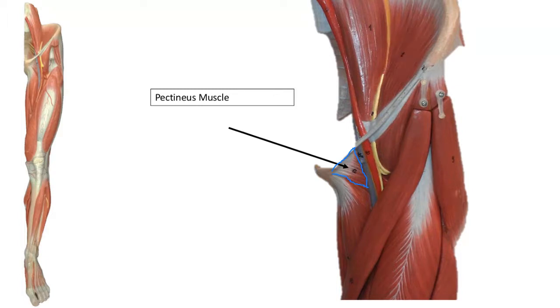It helps to adduct the leg, pull it in a little bit. It's in the medial compartment, so most of the muscles in the medial compartment, their primary motion is adduction of the thigh, of the hip.